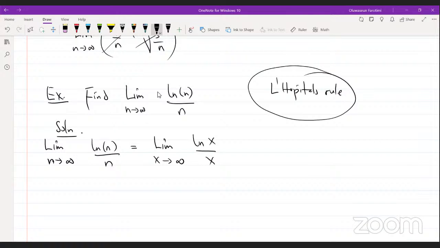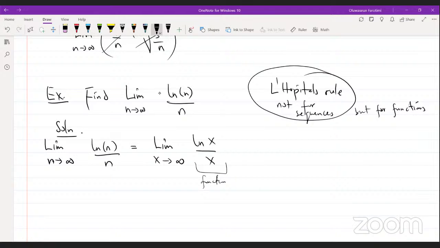Don't use this guy for sequences, okay? Not for sequences, but for functions. Okay, now this guy, let me start here. Now, what am I doing here? I'm converting a sequence to a function. This is correct. This is true. So now this guy is a function, not a sequence.